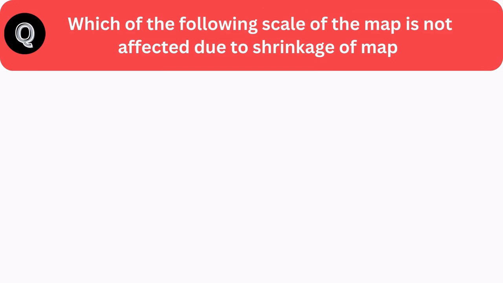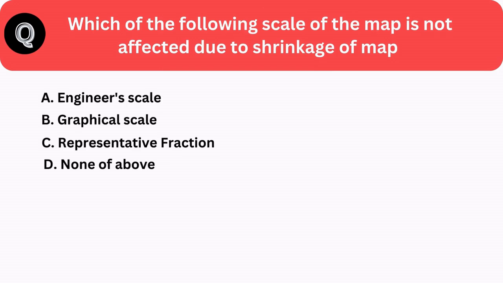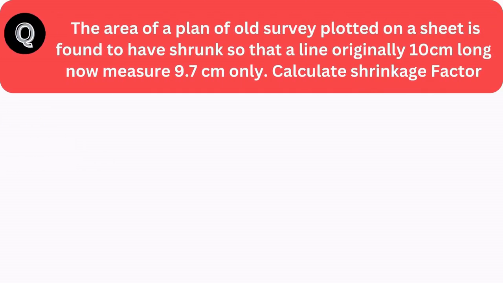Which of the following scales of the map is not affected due to shrinkage of map? Option A, engineer's scale. Option B, graphical scale. Option C, representative fraction. Option D, none of above. Answer B, graphical scale.